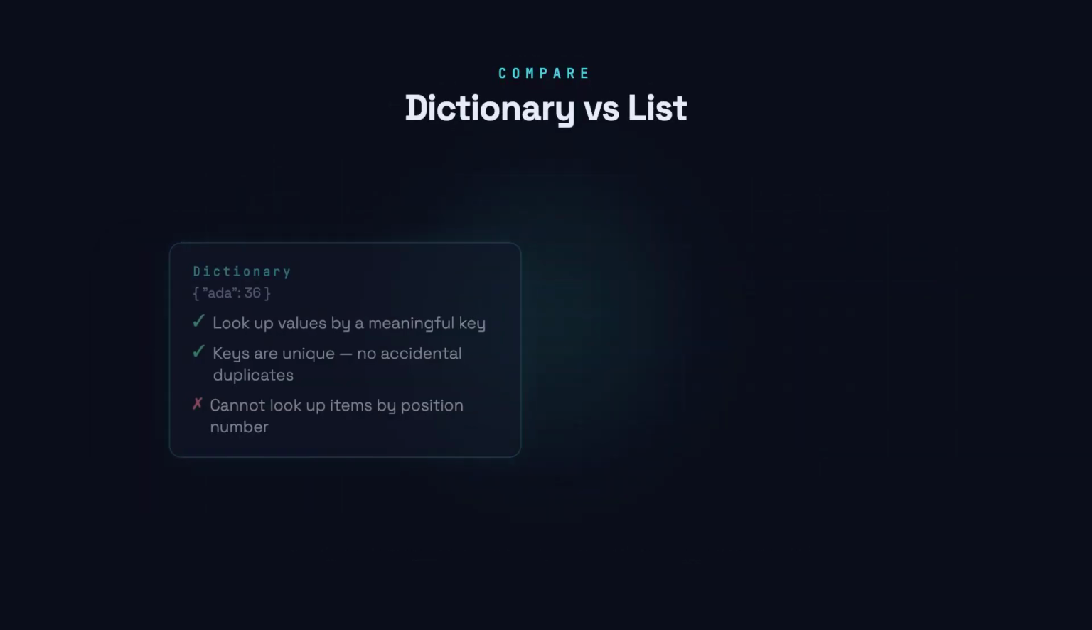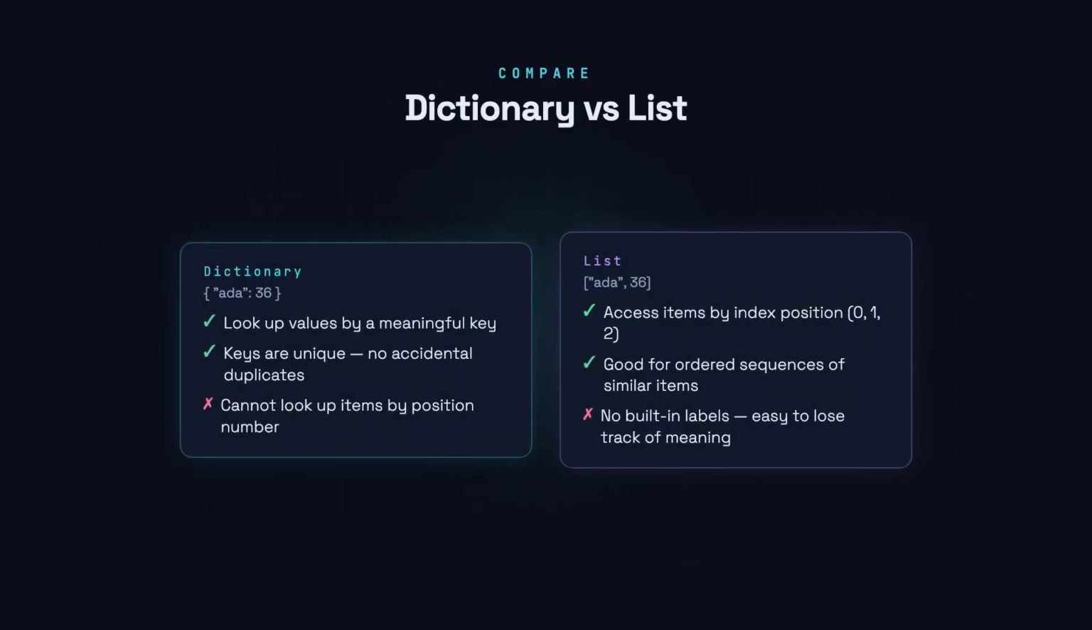Use a dictionary when your data has natural labels, like names paired with ages. Use a list when order matters and items are all the same kind of thing, like a queue of tasks.